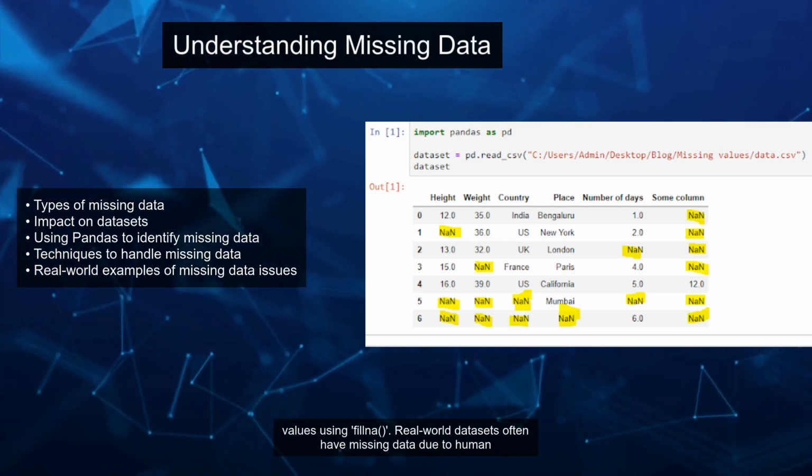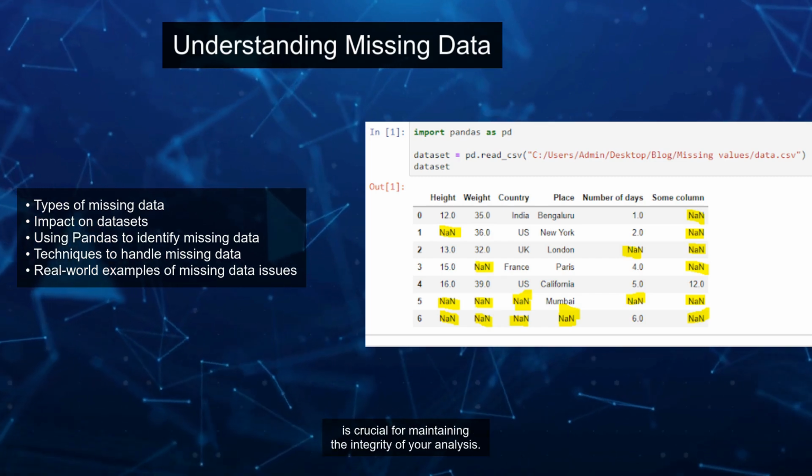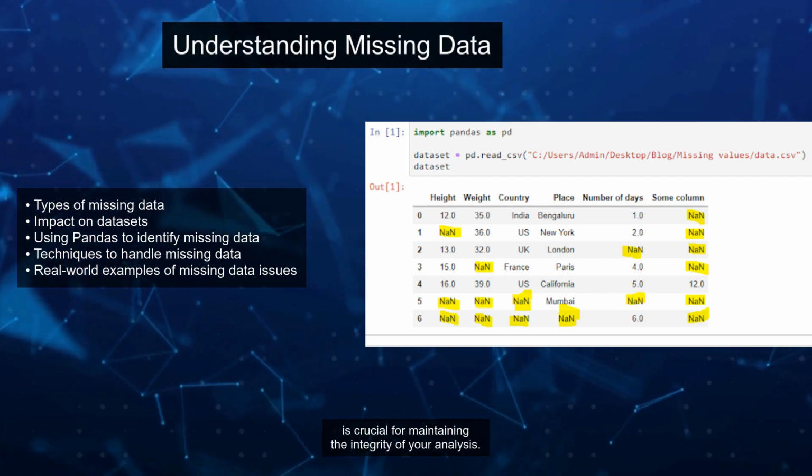Real-world datasets often have missing data due to human error, data corruption, or incomplete data collection. Understanding and addressing these issues is crucial for maintaining the integrity of your analysis.